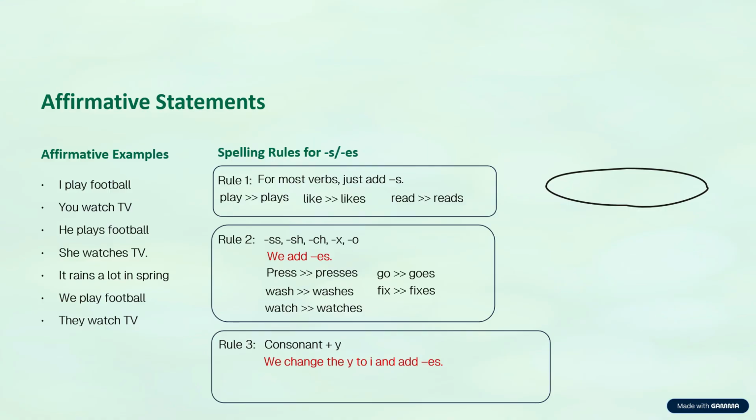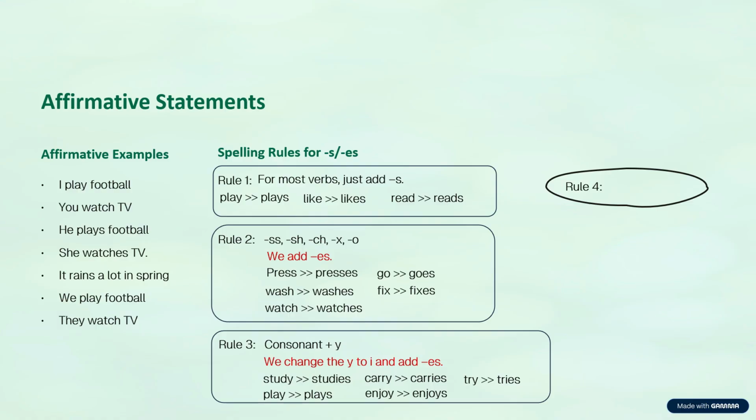Examples: study becomes studies, carry becomes carries, try becomes tries. But if the verb ends in a vowel plus y, we just add s. So play becomes plays. Enjoy becomes enjoys.